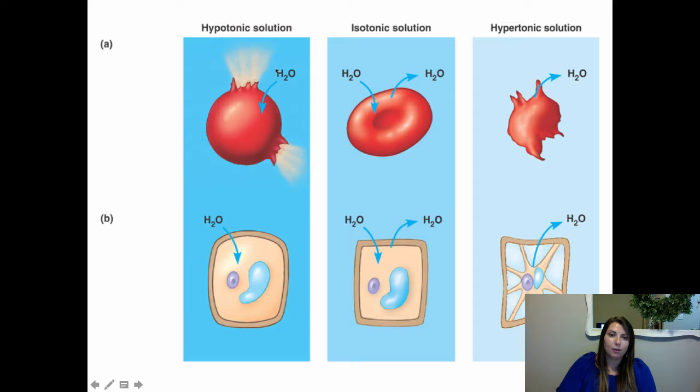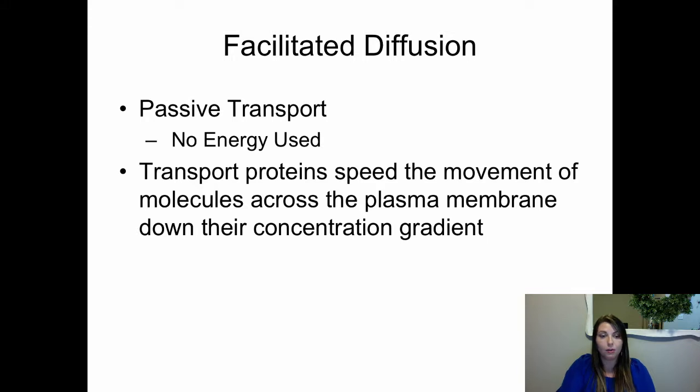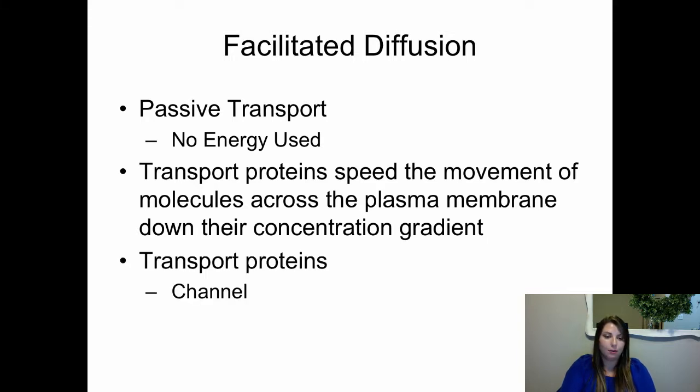So here we can see what animal cells would look like in hypotonic solutions, isotonic solutions, and hypertonic solutions versus plant cells. So facilitated diffusion is another type of passive transport, so no energy is required. So this will use transport proteins to speed up the movement of molecules across the plasma membrane down their concentration gradient. So the transport proteins, we have two types. We have channels, and then we have carrier proteins.